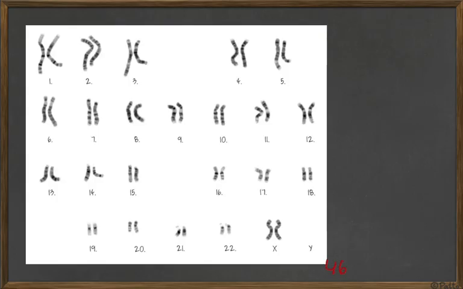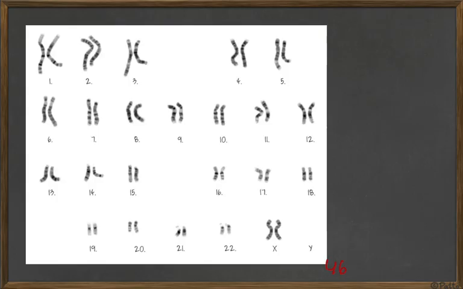Which organisms do you know that have 46 chromosomes or 23 pairs? Yes, if you are paying attention, human beings. This may be human beings or maybe something else. So what do we have here? We have pairs of chromosomes, one after the other.